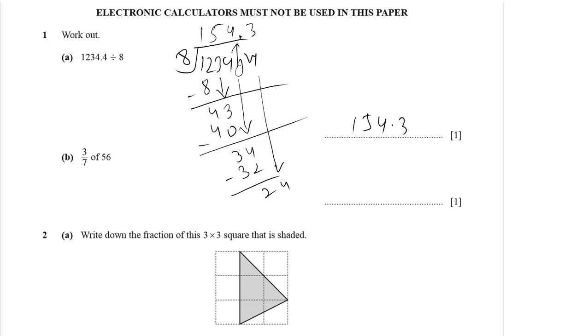This is simple multiplication. So 7 can be cancelled out to 56. 8 3 times 8 is 24.